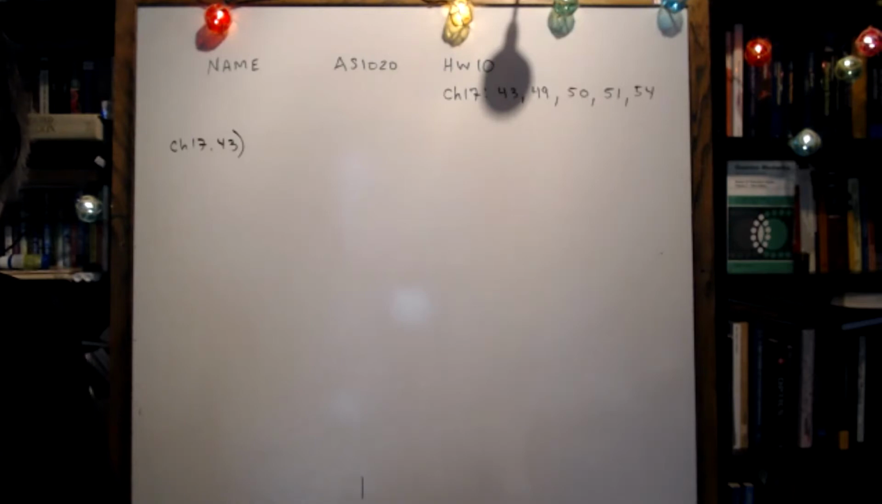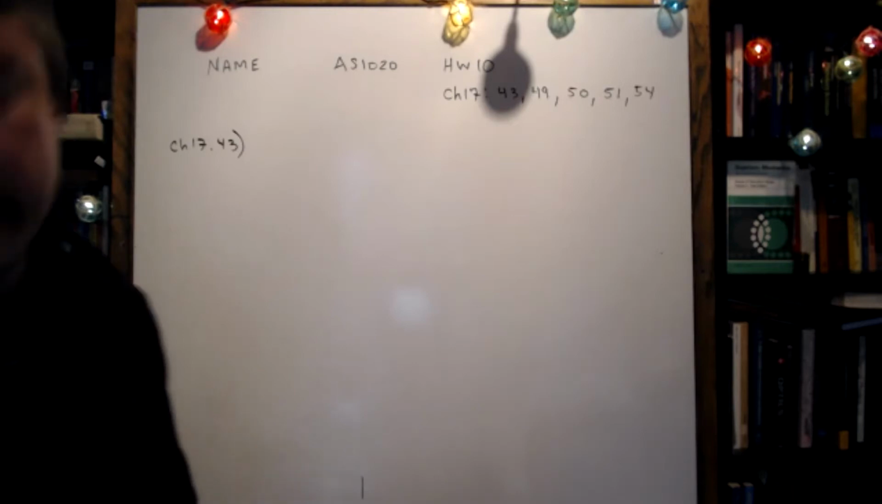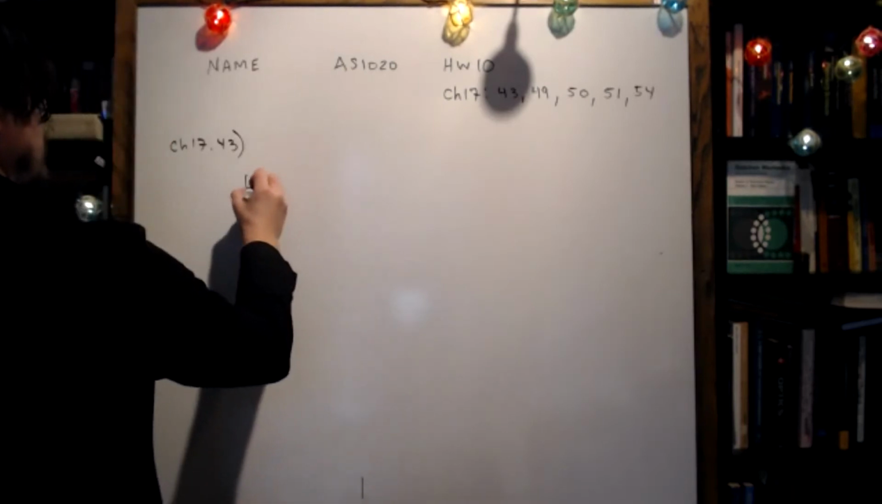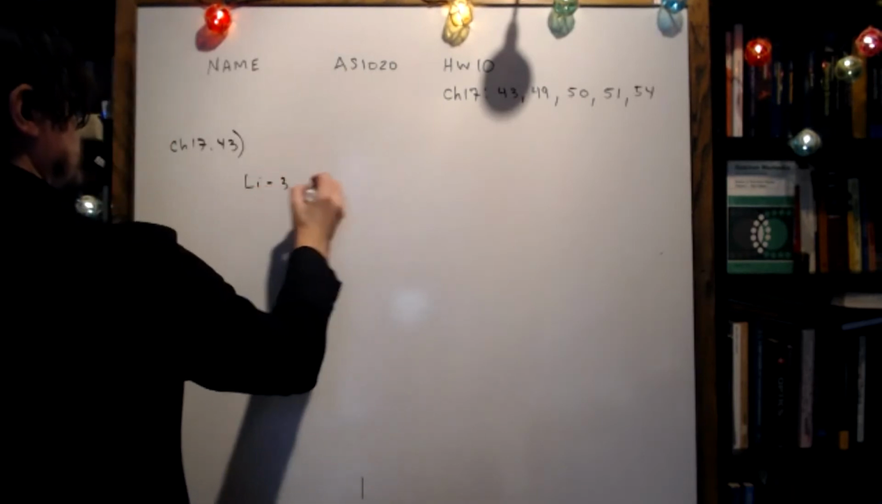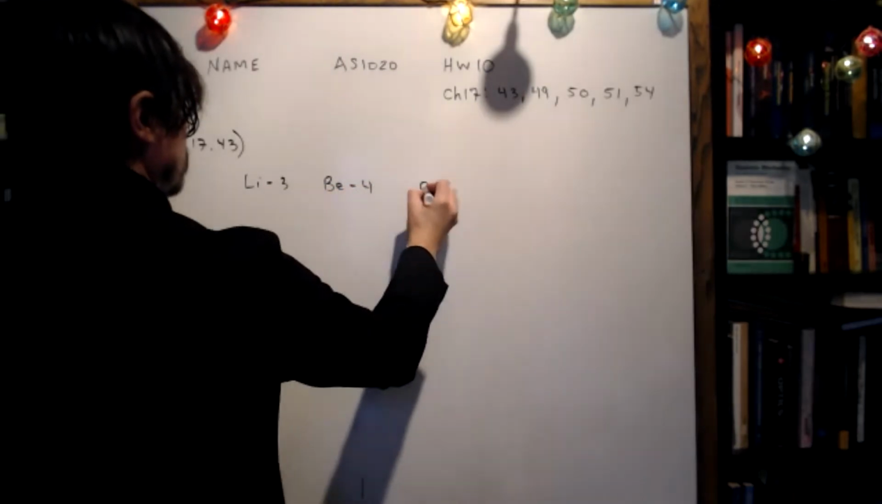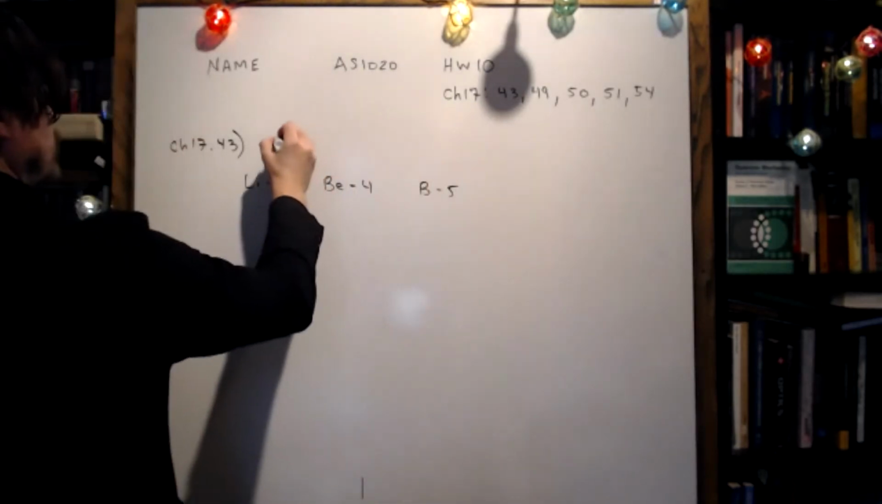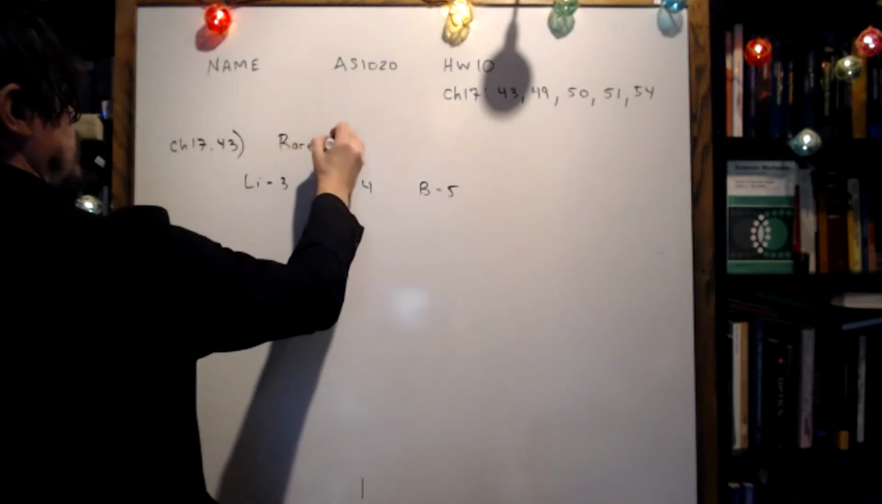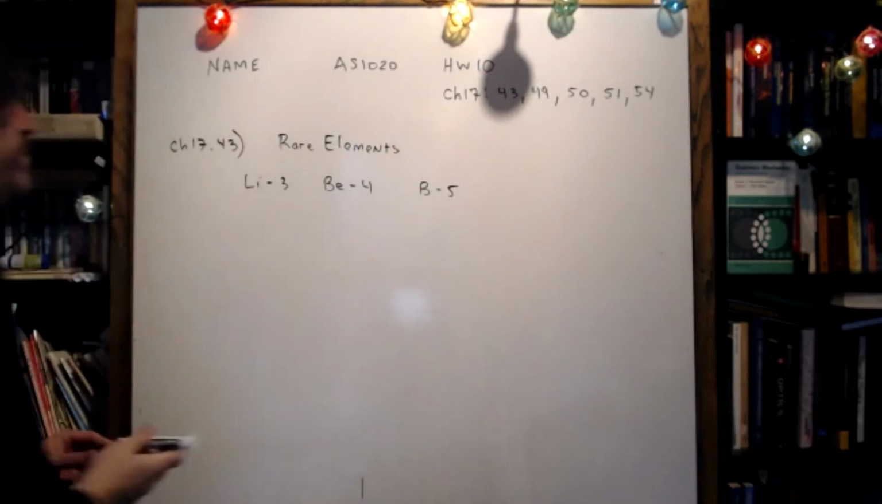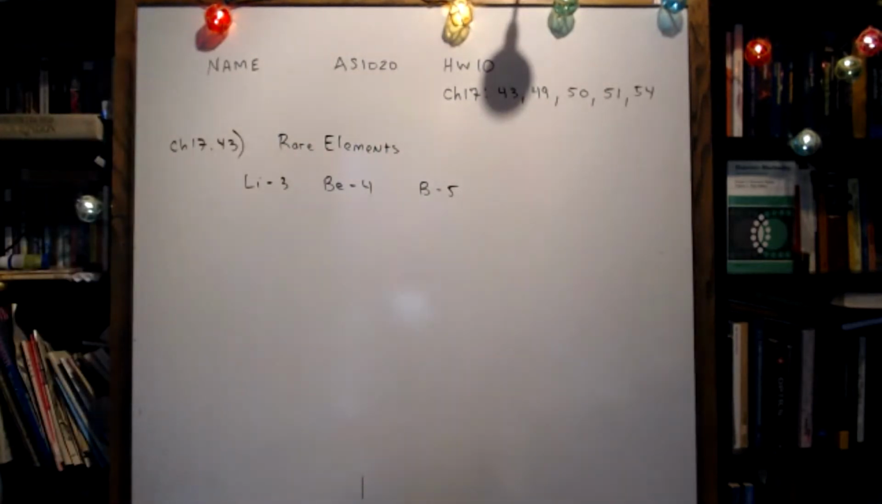Rare elements. Lithium, beryllium, and boron are elements with atomic numbers 3, 4, and 5, respectively. Despite there being 3 of the 5 simplest elements, figure 17.15 shows that they are rare compared to many heavier elements. Suggest a reason for their rarity.